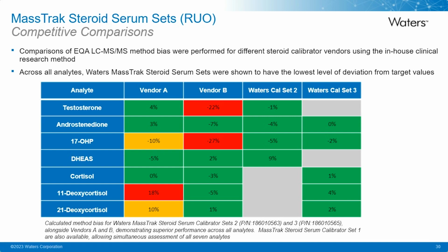And what this shows is the MassTrak serum sets, steroid serum sets, were shown to have the lowest level of deviation from those target values.